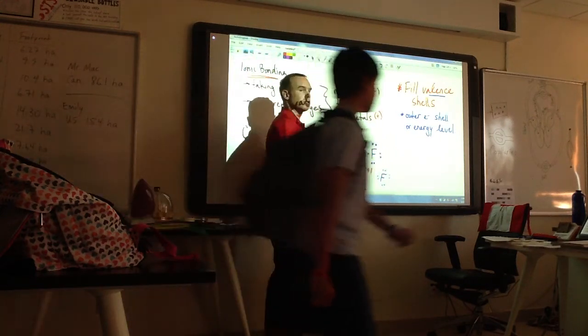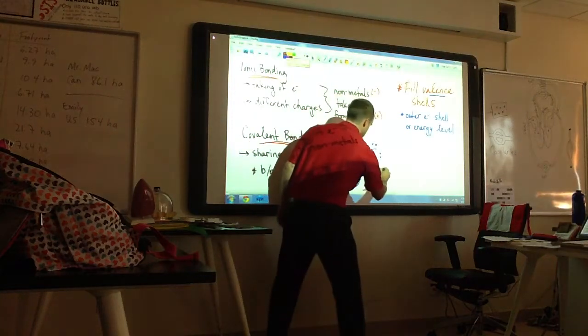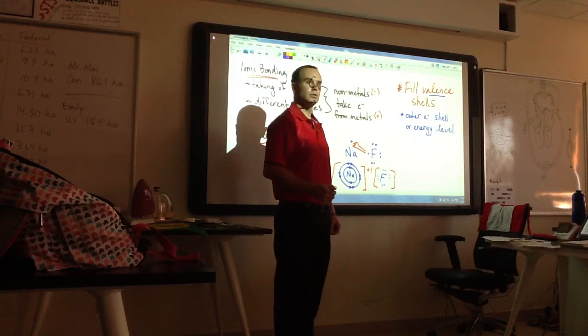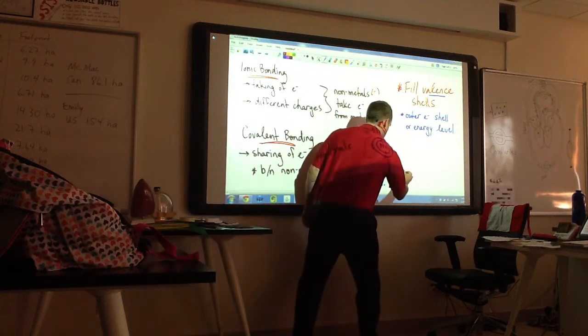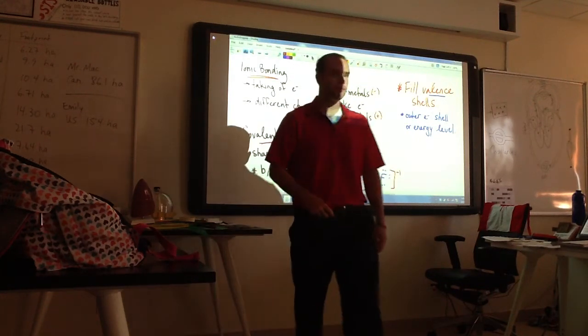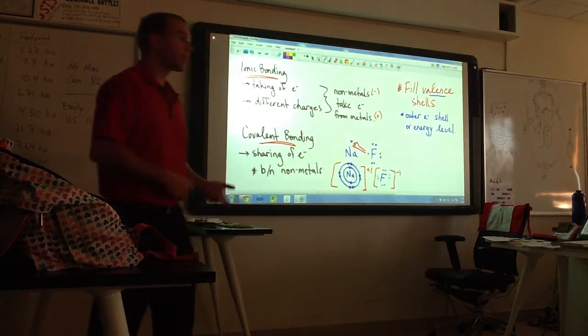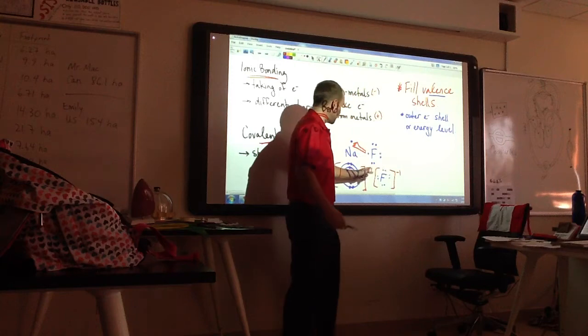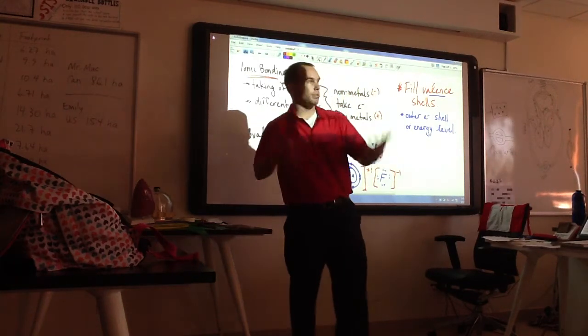And what happens to it then as far as charge is concerned? Fluorine becomes negative one. And are they happy? Yes. Why are they happy? Yeah, this guy's got a full valence shell, this guy's got a full valence shell. Do we need any extra fluorines or sodiums to balance everything out?